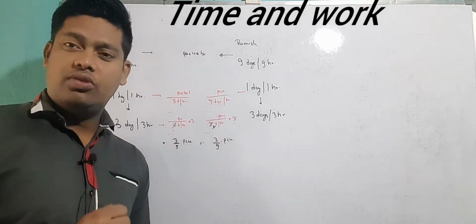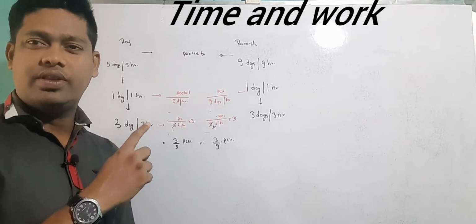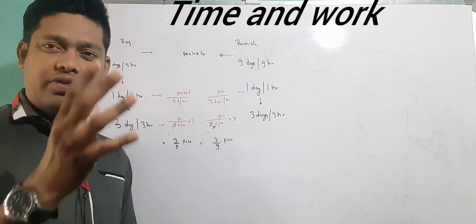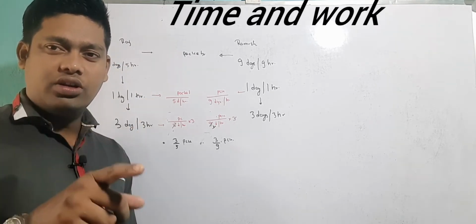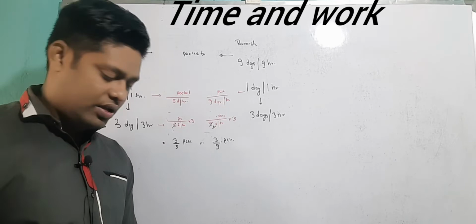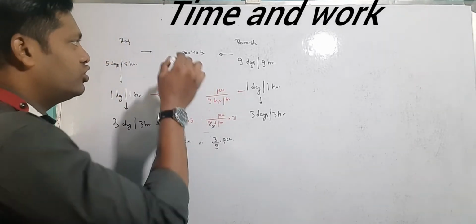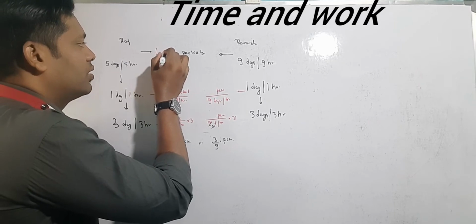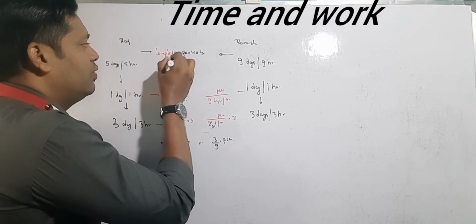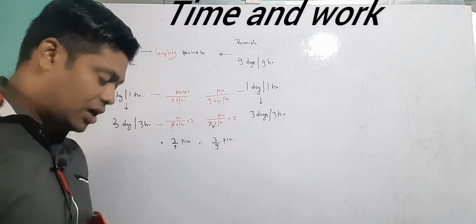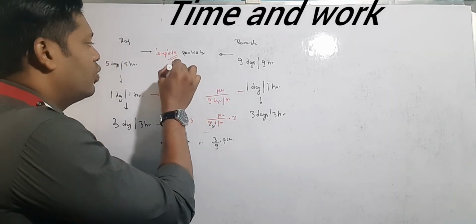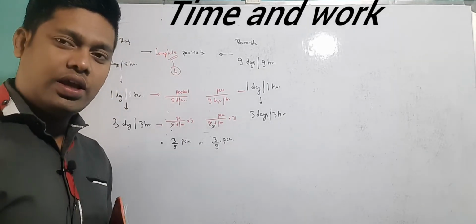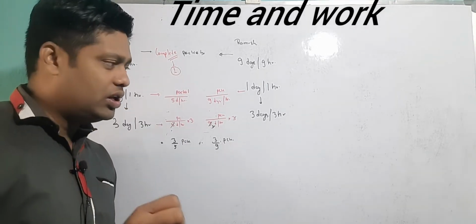For this reason I was trying to explain with an example: if they give you the values, then how you need to consider it, and if they are not giving you the values, then what you need to consider. Here they are not giving the value, so you will assume the complete work, every time. Complete work means 1. You have to assume it like that only. Based on that assumption we are going to do the sums.